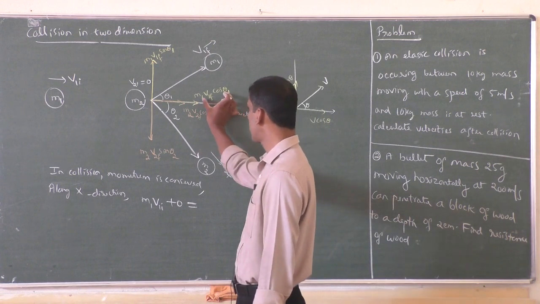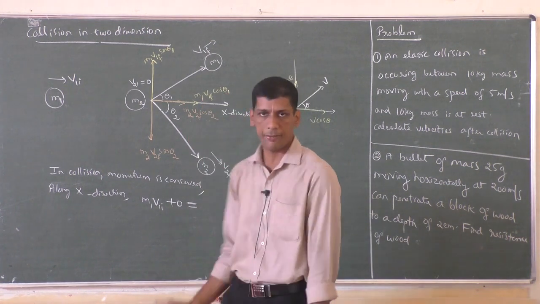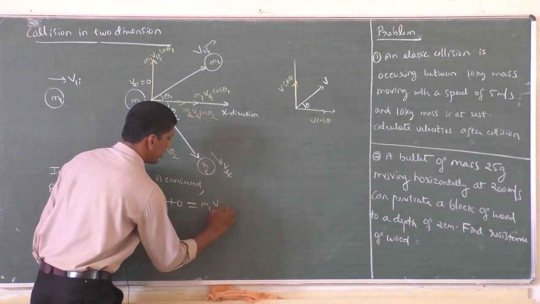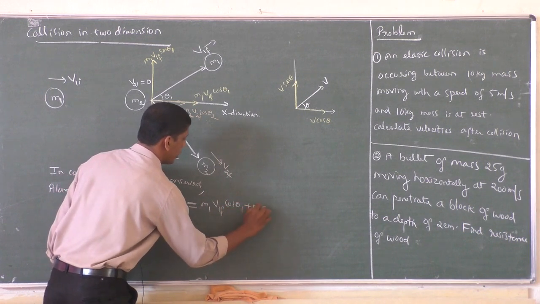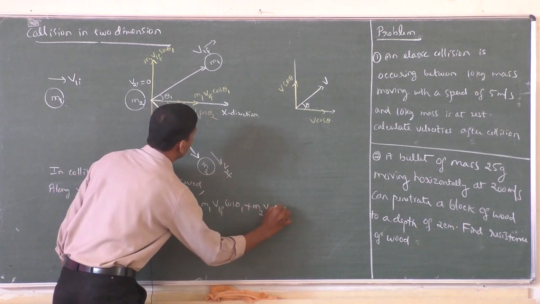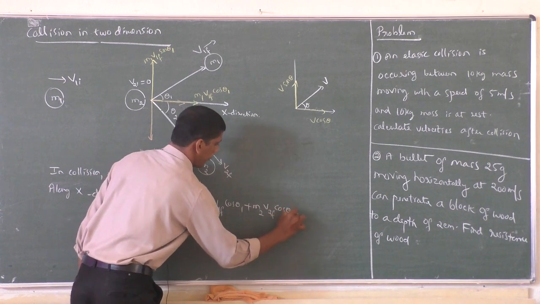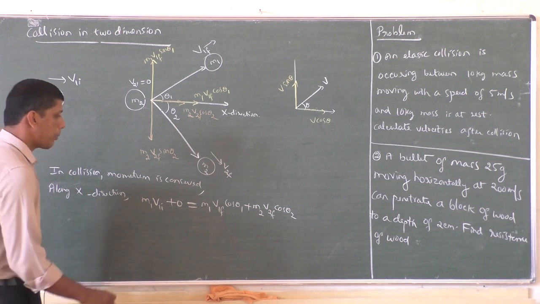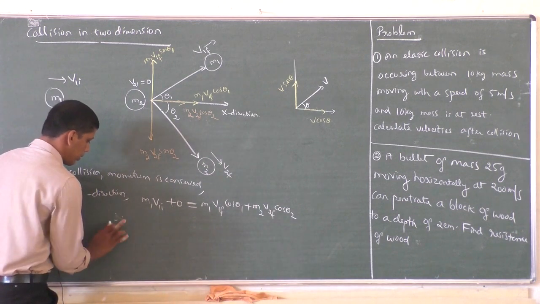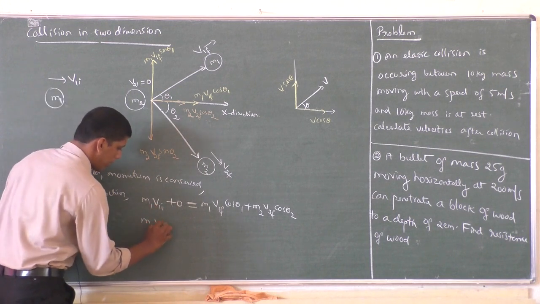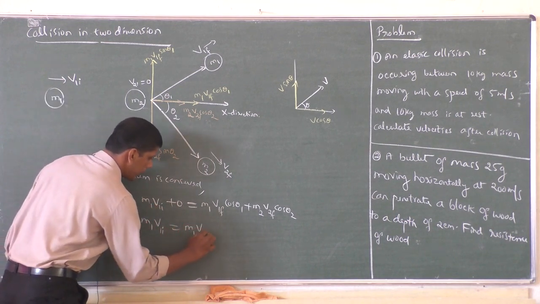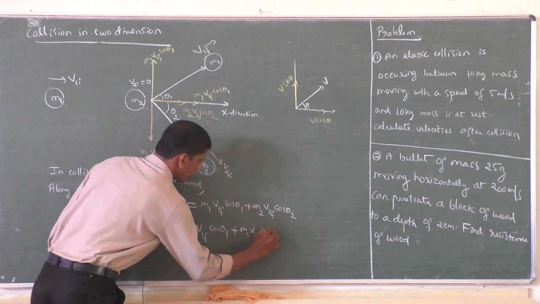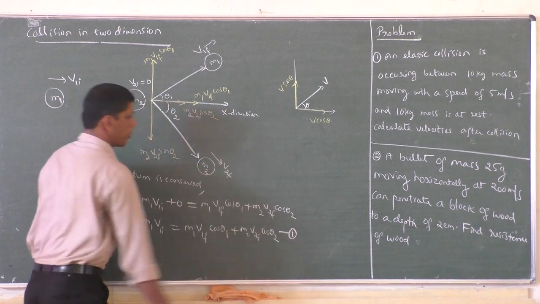Along the x direction, one momentum is this one, second one is this one. So we can directly add because they are in the same direction. So we can write it as m1 v1f cos theta 1 and second one m2 v2f into cos theta 2. So we obtain it like this. Here we can write it as m1 v1i, that should be equal to m1 v1f cos theta 1 plus m2 v2f cos theta 2. I will call this equation number 1.